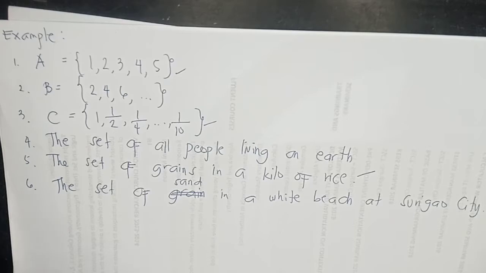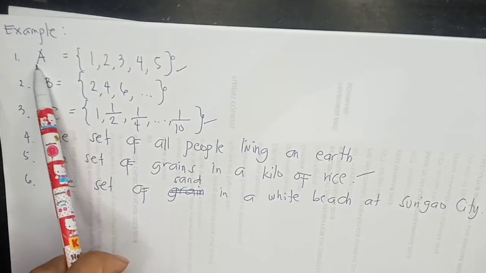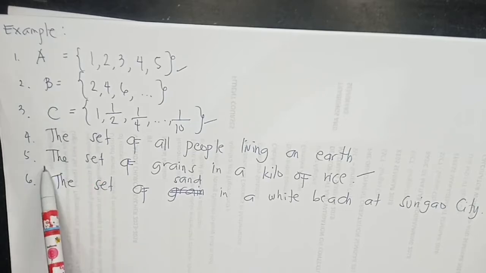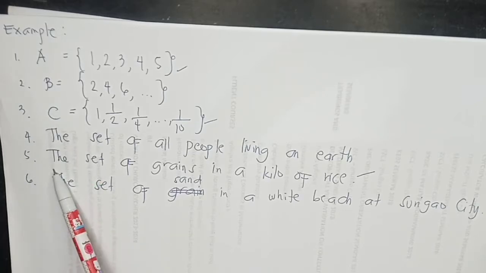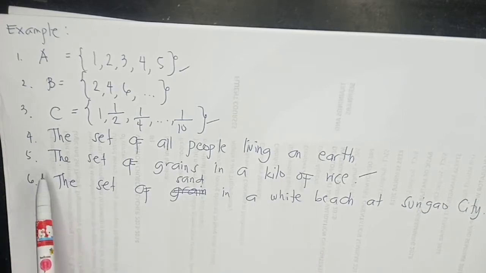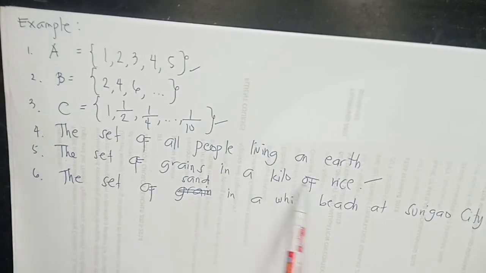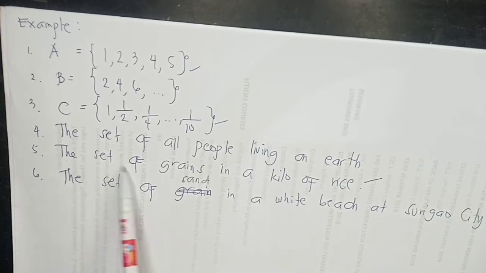When you say finite sets, mabibilang mo po siya. Mabibilang mo ang elements of A, the elements of C, and the elements of the set of grains in a kilo of rice. But in 5, note that the set of grains, it might be difficult to count the number of grains in a kilo, but still it is finite. Bakit po finite? So meron po siyang specific limit which is mapupunta siya hanggang sa 1 kilo. So it is finite pa rin.